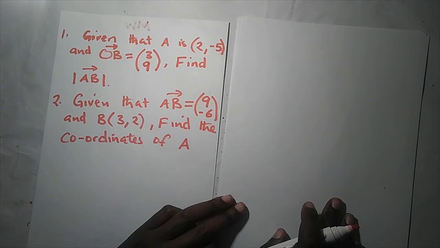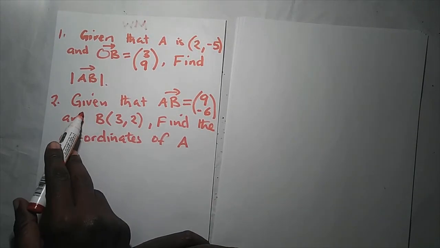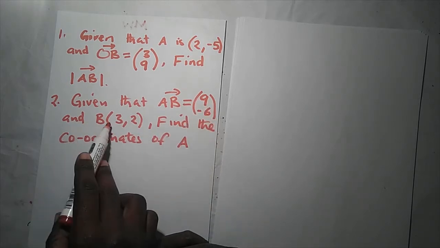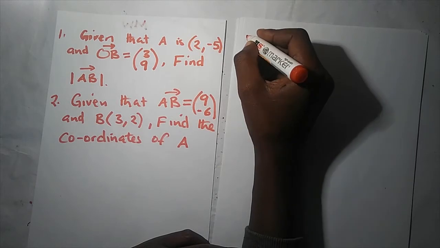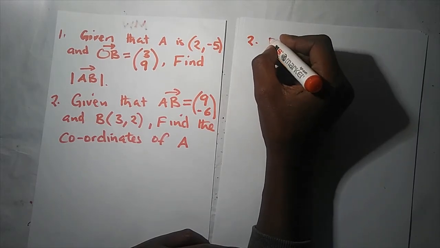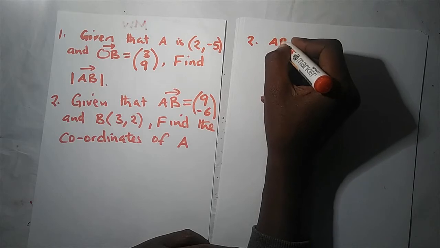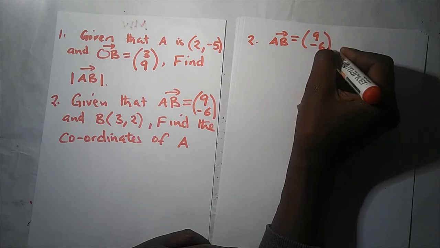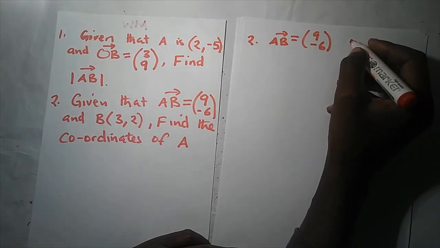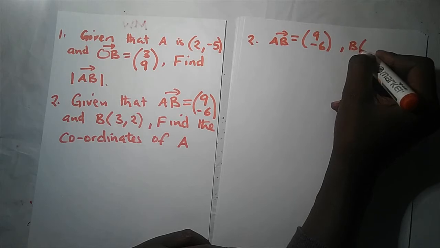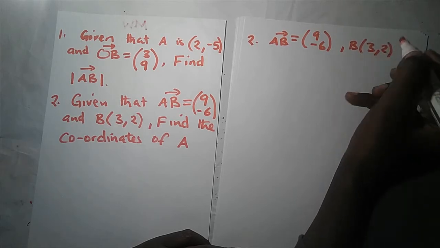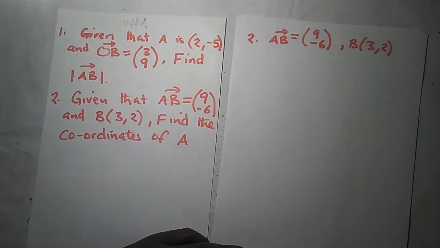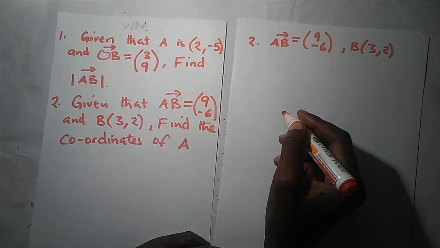Okay, so question 2. In question 2, we have this question here, which says, given that AB is equal to 9 and -6, and B is the point 3, 2. So AB is equal to 9 and negative 6, and then we have B, which is given as a coordinate as 3, 2. Find the coordinates of A.